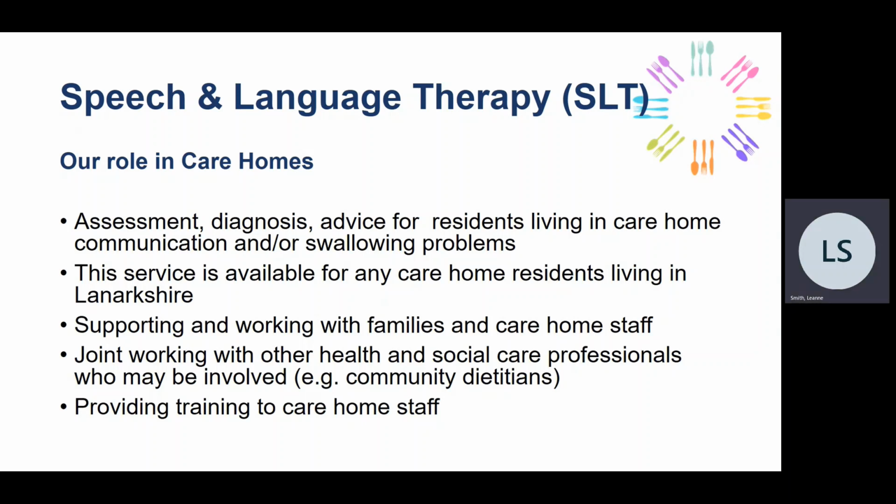We work directly with care home residents, but also with families and care home staff in supporting the resident with their difficulties. We also work jointly with other health and social care professionals who may be involved with the particular resident in supporting them with their long-term care needs. For example, we may work alongside a community dietitian for someone found to have nutritional needs as well as swallowing difficulties. We also provide training to care home staff so that it's not just a case of us coming in and carrying out our assessment and leaving. It really is a collaborative effort to ensure that every resident is managing as well as possible on a long-term basis.